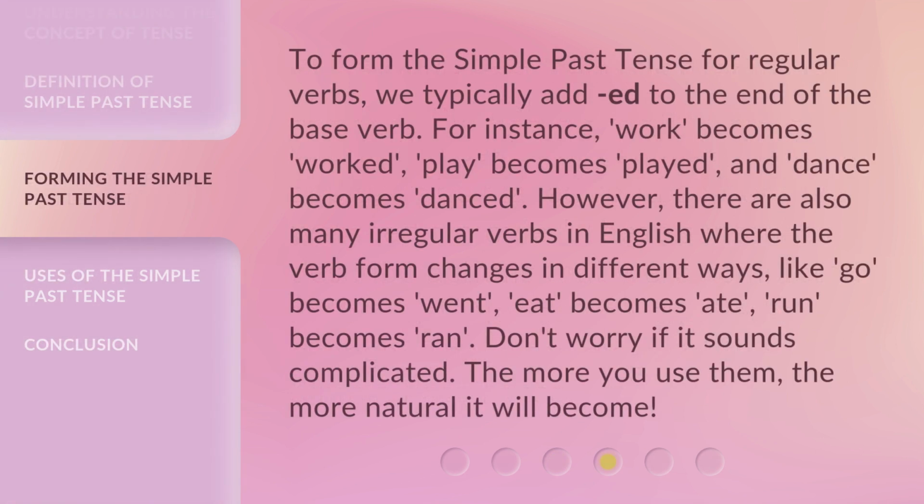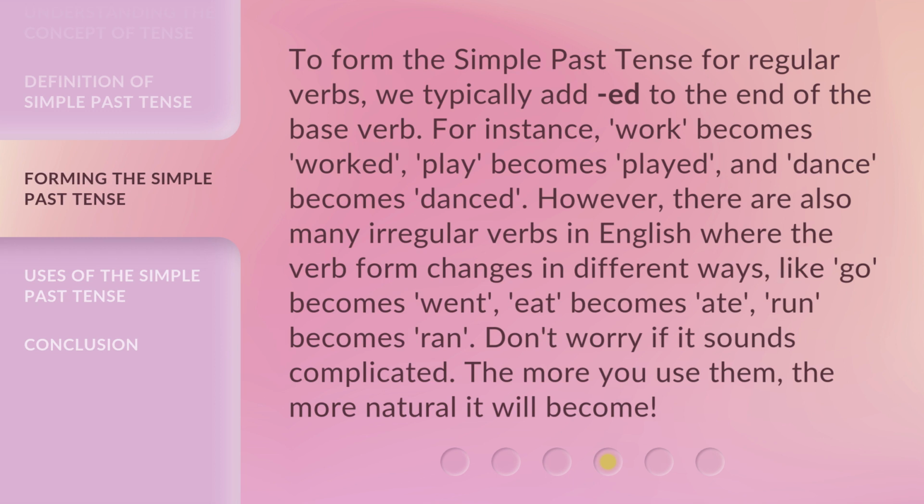To form the simple past tense for regular verbs, we typically add ed to the end of the base verb. For instance, work becomes worked, play becomes played, and dance becomes danced.